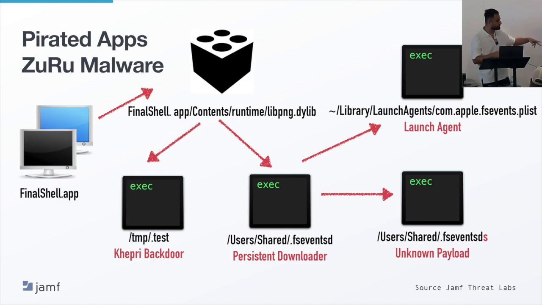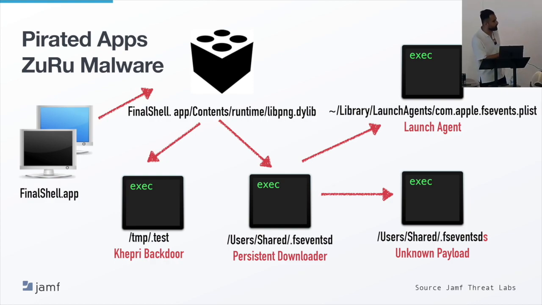This drops two things. The Keppy backdoor is an open source backdoor. It has a lot of capabilities, and it also goes and downloads a persistent downloader. And if you took Jaron's class, you kind of know that fseventsd, it tries to mimic a daemon. It's hiding under, again, user shared, with a period at the beginning of the file name. And it creates persistence in the form of a launch agent.